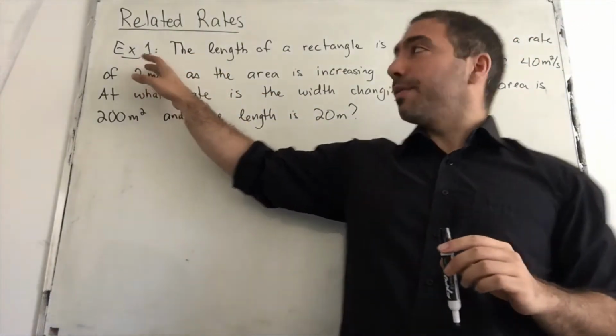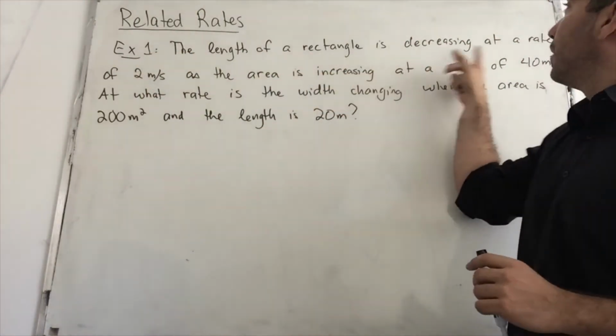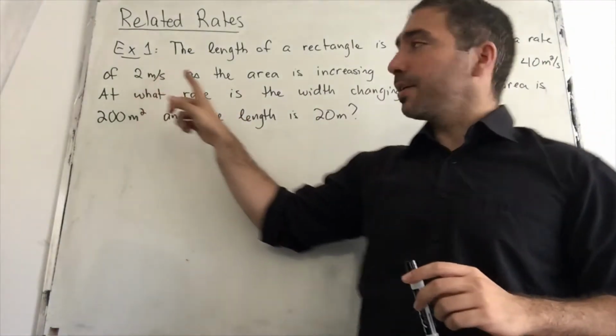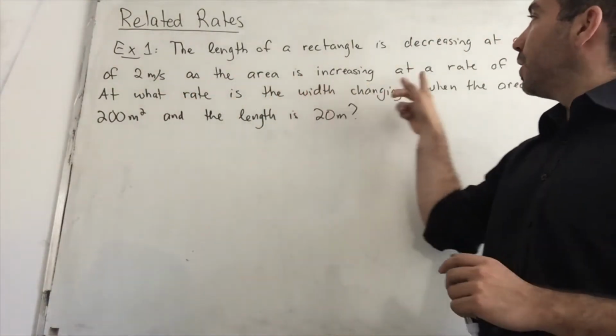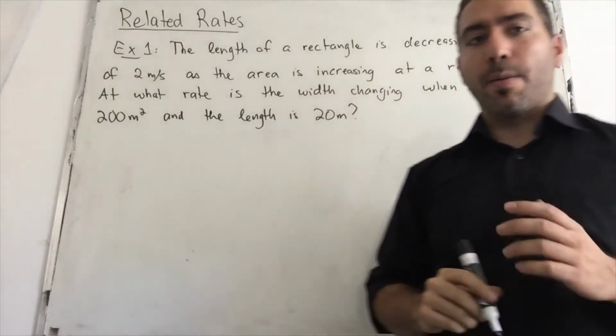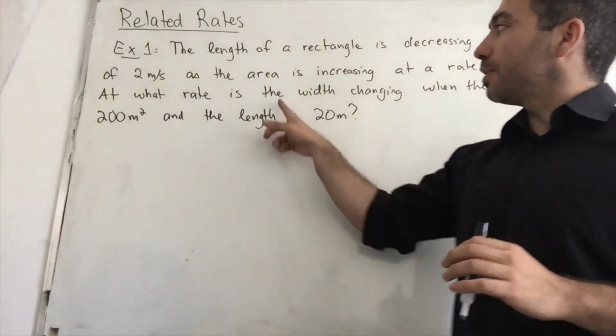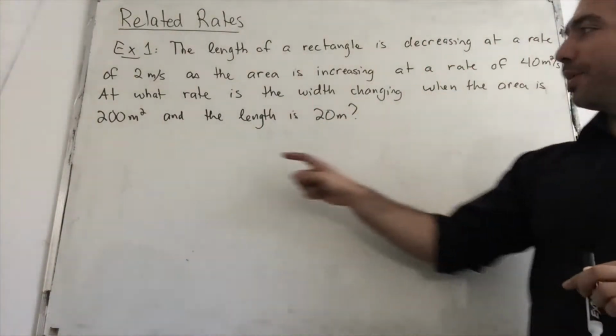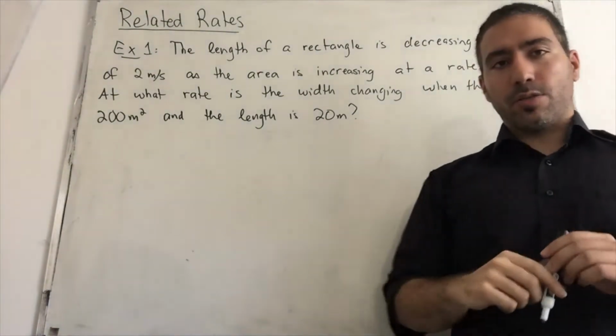So the first example we have here is the length of a rectangle is decreasing at a rate of 2 meters per second. At the same time, the area is increasing at a rate of 40 meters squared per second. At what rate is the width changing when the area is 200 meters squared and the length is 20 meters?